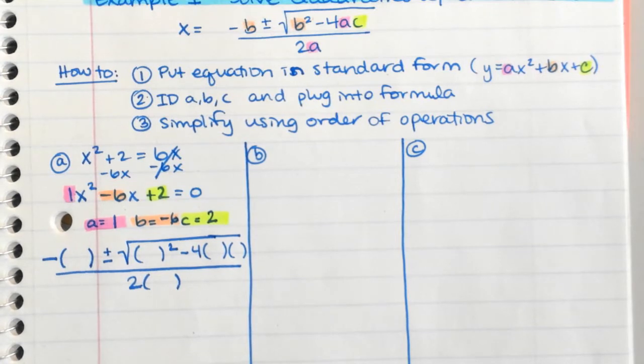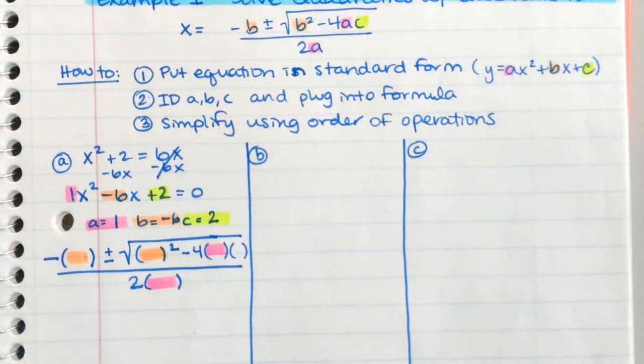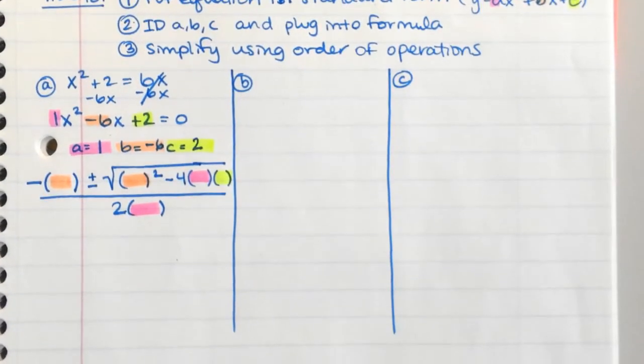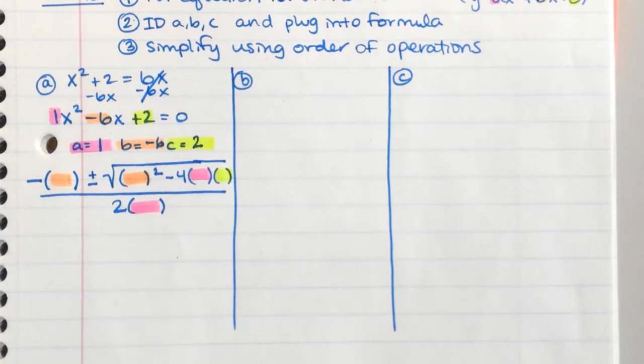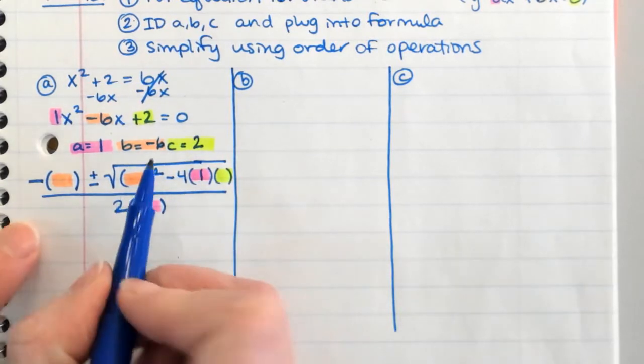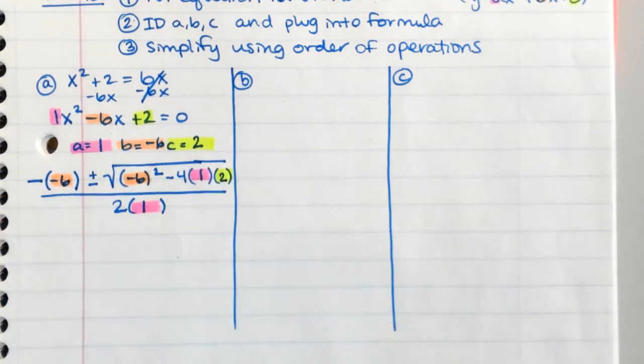And then once again, if you're a visual person, you could even go through and start to highlight those parentheses so you know exactly what's going to go inside of them. So we're substituting into our formula. Anywhere I see pink, that's going to be my A value. That'll just be a 1. Anywhere I see orange, I'm going to put a -6. And anywhere I see yellow, I'm going to put 2.